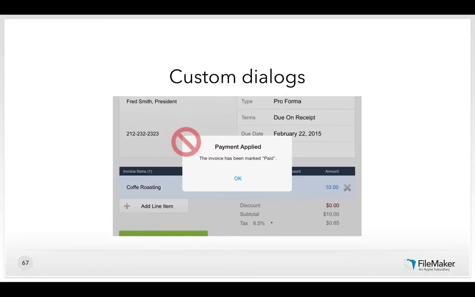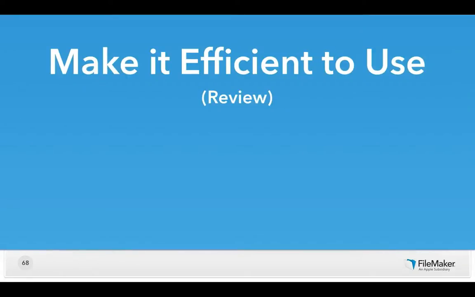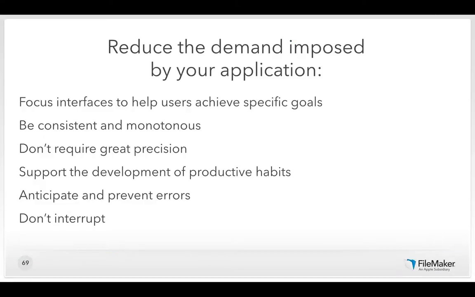Otherwise, you want to integrate the information into the interface and find other ways to communicate to the user without interrupting their flow. So in review of how to make it efficient to use, you want to reduce the demand imposed by your application. To do so, focus interfaces to help users achieve specific goals, be consistent and monotonous, don't require great precision, support the development of productive habits, anticipate and prevent errors, and don't interrupt.